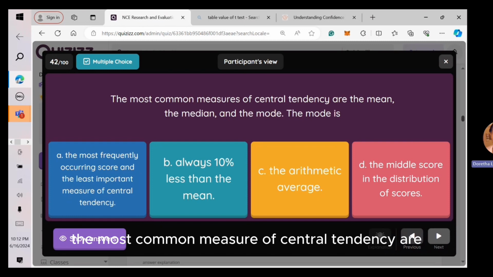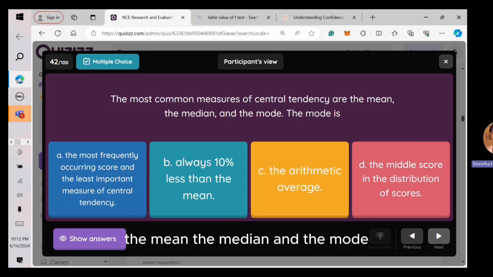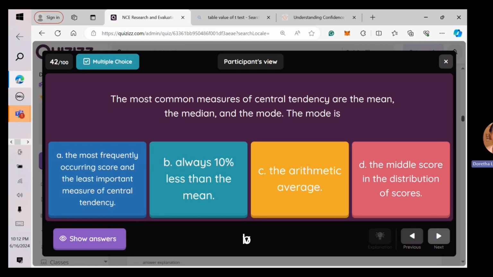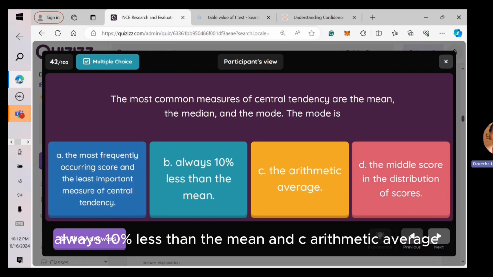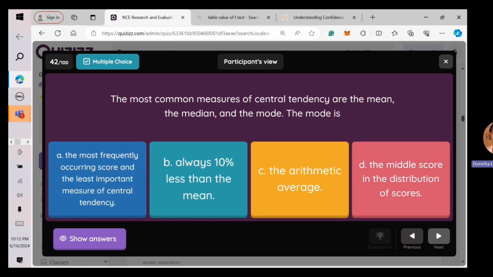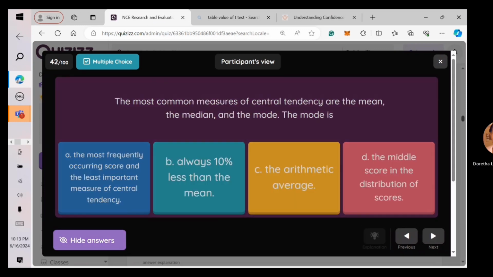The most common measures of central tendency are the mean, the median, and the mode. The mode, right, is: A, the most frequently occurring score and the least important measure of central tendency. B, always 10% less than the mean. C, arithmetic average. And D, the middle score in the distribution of scores. Okay, we're looking at the mode.